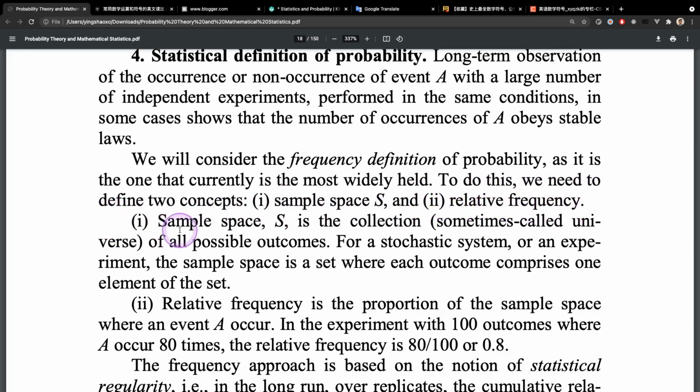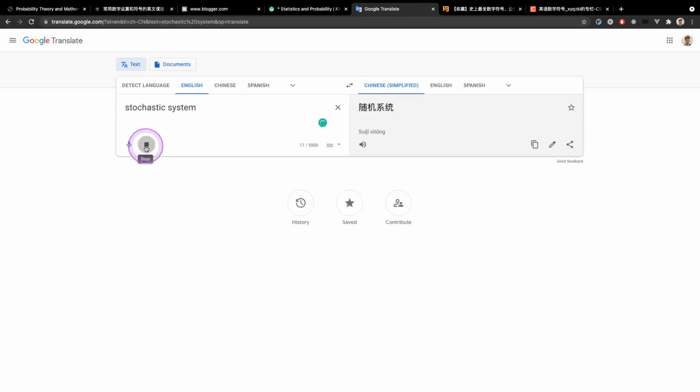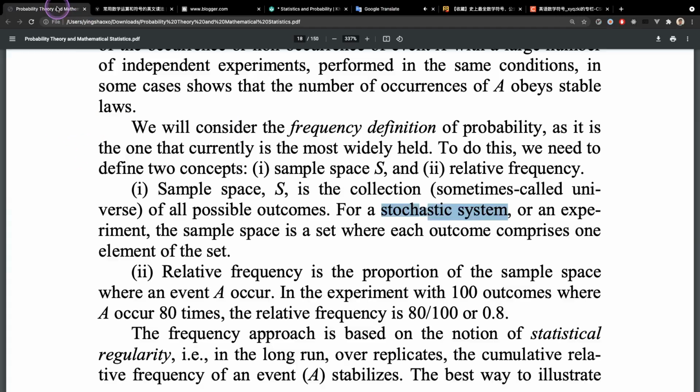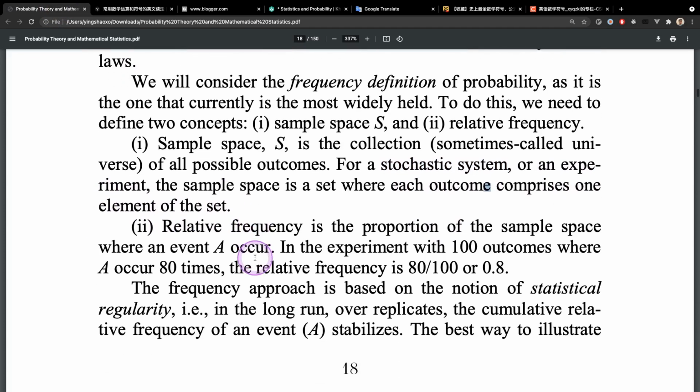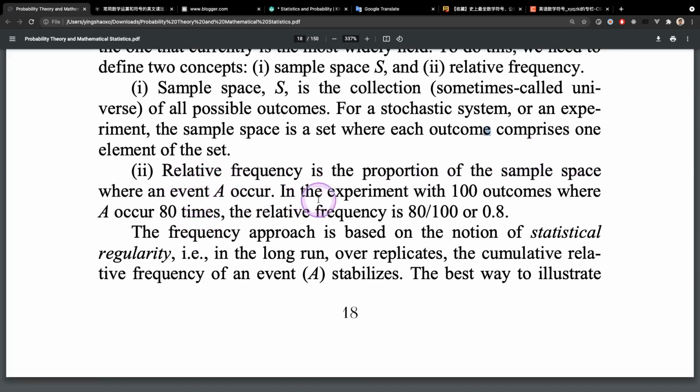To do this, we need to define two concepts: one, sample space S, and two, relative frequency. One, sample space S is a collection, sometimes called the universe, of all possible outcomes for a stochastic system. For a statistical system or an experiment, the sample space is a set where each outcome comprises one element of the set. And the second one, relative frequency, is the proportion of the sample space where an event A occurs. In an experiment with 100 outcomes, where A occurs 80 times, the relative frequency is 80 divided by 100, or 0.8.